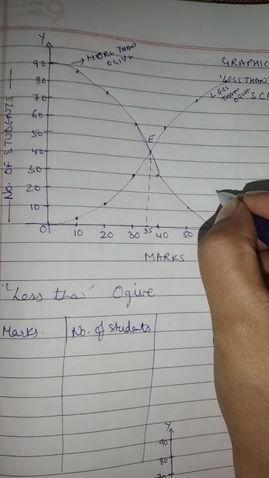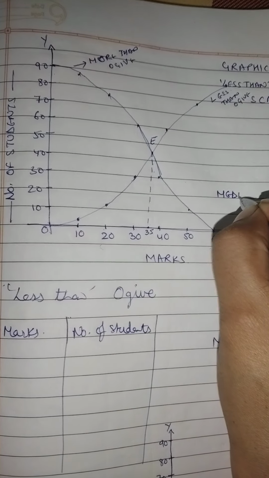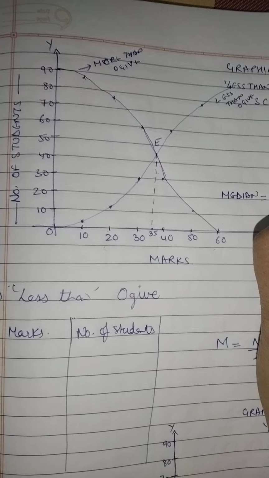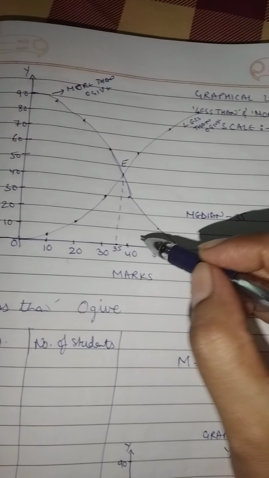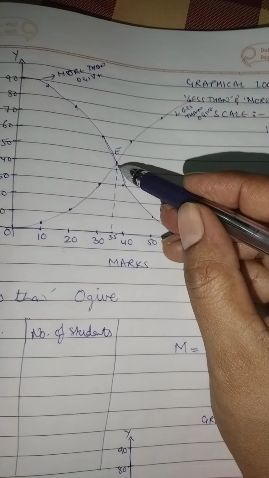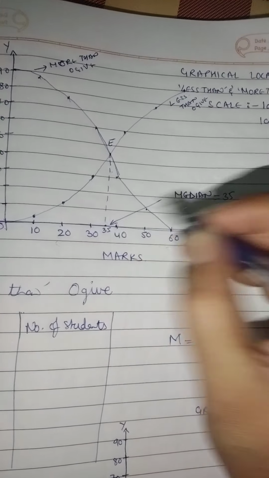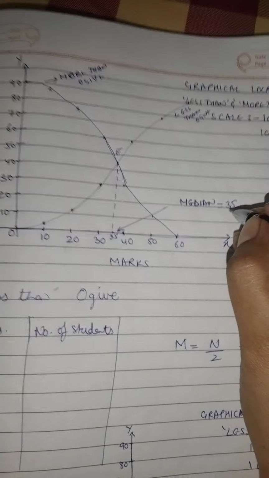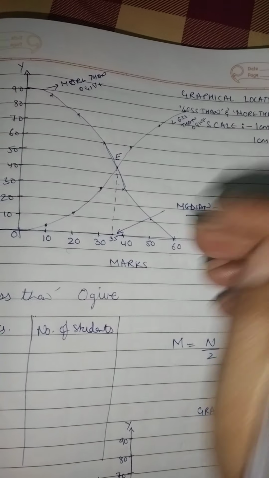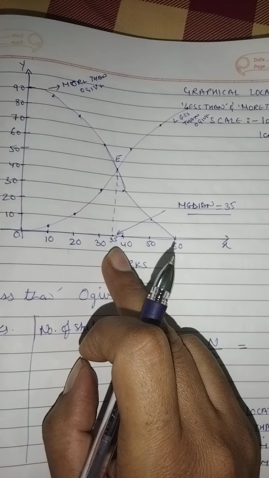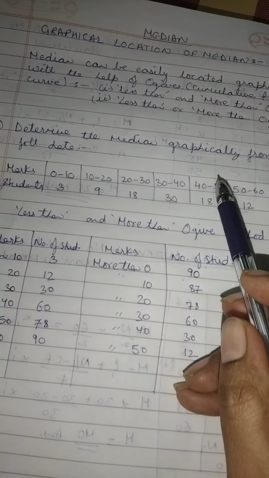So my median will be 35. You have to use a scale for this purpose. Okay, so this line will be called the median, and that is 35. So it is a way to graphically find out the median. Okay, so this was a question related to both less than and more than.